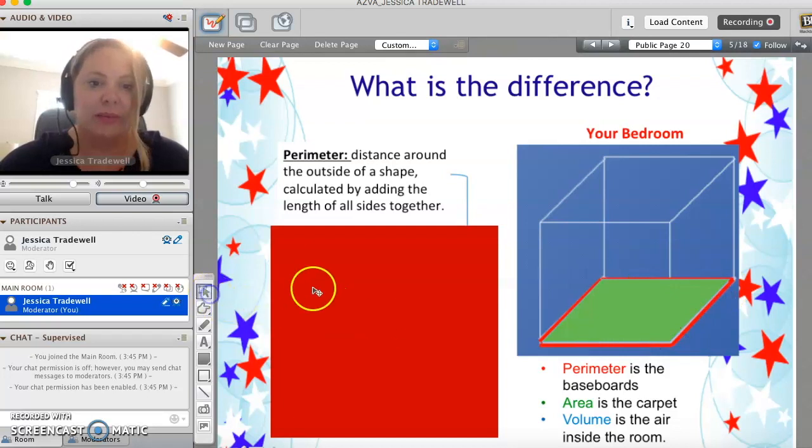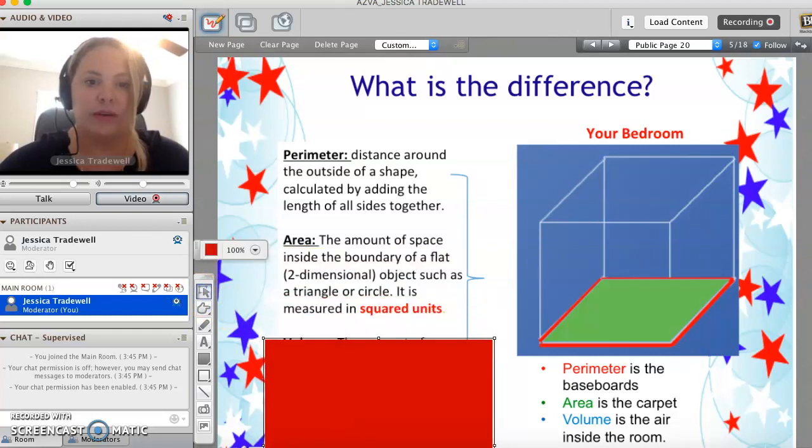Let's go to area. Oops, sorry, there we go. Area is the amount of space inside the boundary of a flat two-dimensional object, such as a triangle, a circle, or a square. And it's measured in squared units. Units squared. Remember you put the little 2 when you're measuring area? It's flat, two-dimensional. There's no volume there.